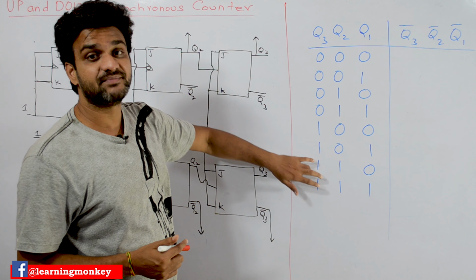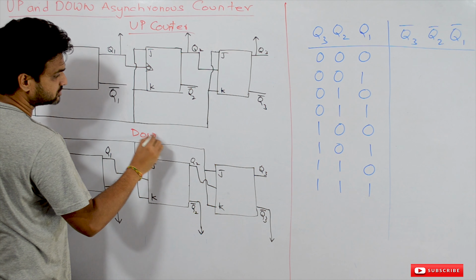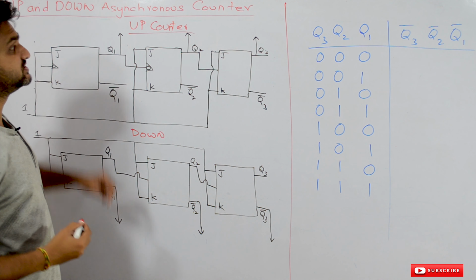Whenever we generate a clock pulse to that counter, this is the example that we have seen in our first video. This is up counter and this is down counter. In the up counter, what we have seen is whenever the Q1, Q2, Q3 values are zeros, whenever the clock is provided, this is going to be 0 0 1. Sorry, 1 0 0.